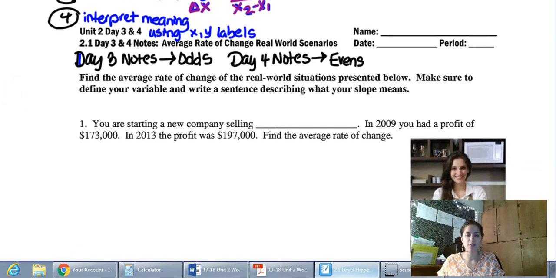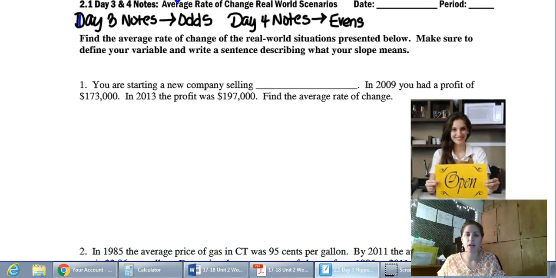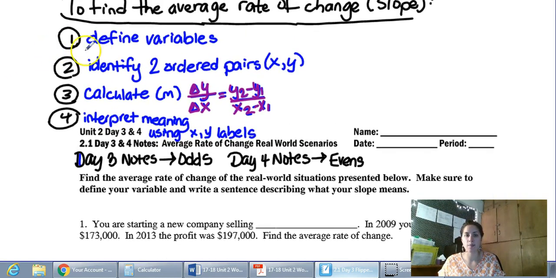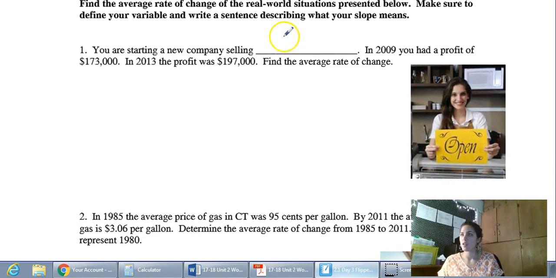Getting right into number 1, find the average rate of change of the real-world situations presented below. Make sure to define your variable and write a sentence describing what your slope means. So those directions actually encompass 2 of our steps, right? Defining your variables and interpret the meaning. How awesome. Number 1, you are starting a new company selling, what would you sell? Let's say sneakers. In 2009, you had a profit of $173,000. In 2013, the profit was $197,000. Find the average rate of change.